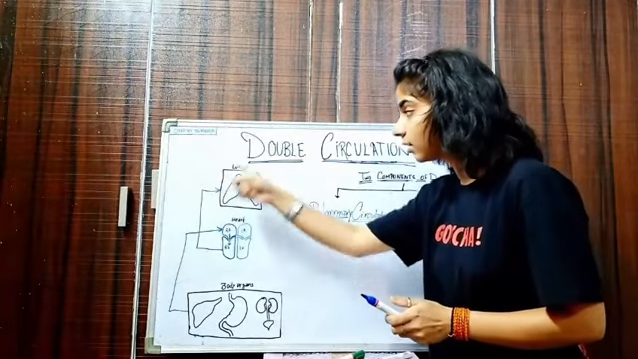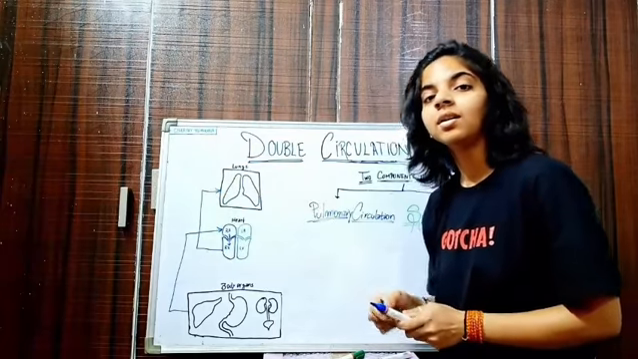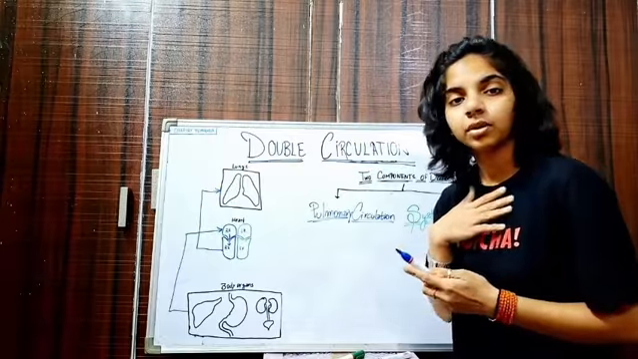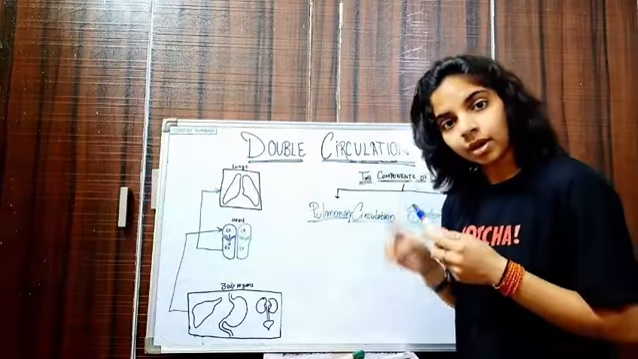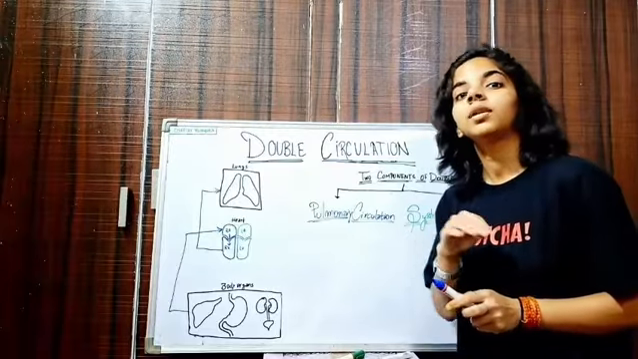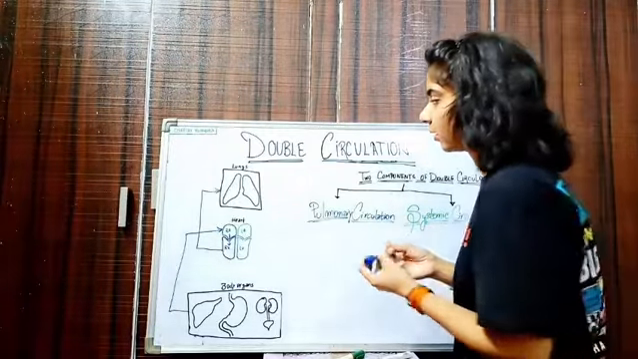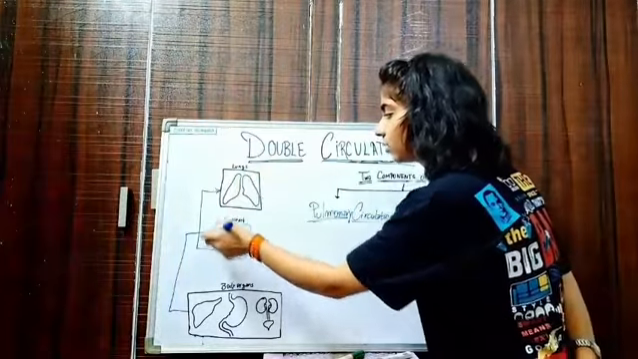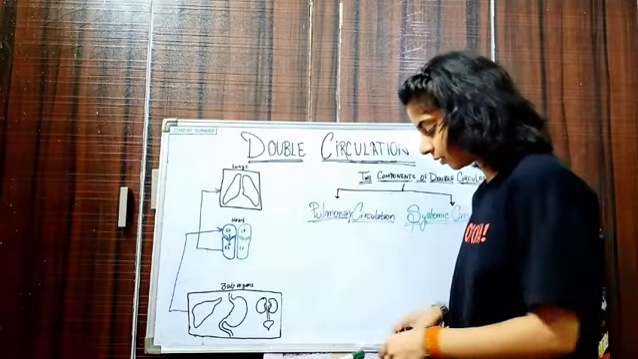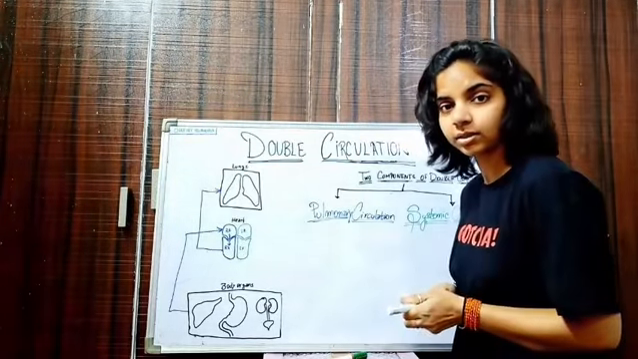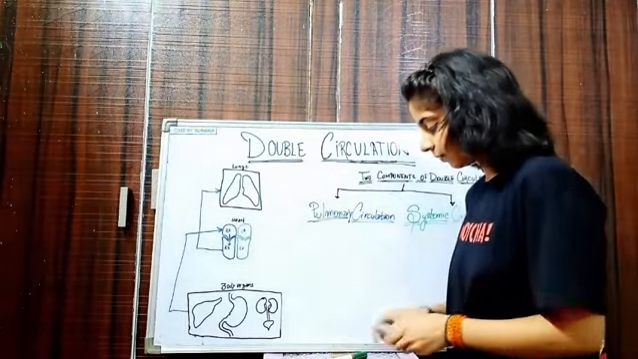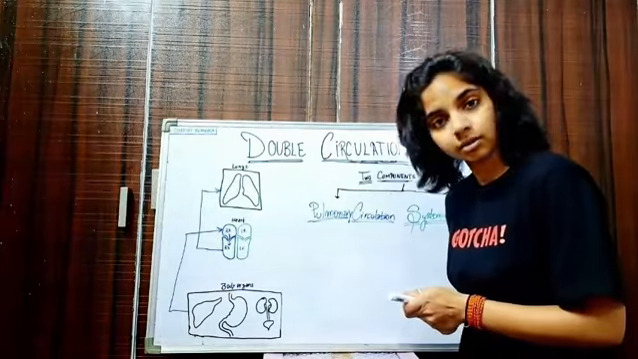So here, the lungs play a very important role in oxygenation of blood in double circulation, because our body doesn't need deoxygenated blood. Our tissues and organs need oxygenated blood in order to perform all their functions properly. So deoxygenated blood passes to the lungs. Here, the gaseous exchange takes place. CO2 is released, oxygen is absorbed. It means now this deoxygenated blood has become oxygenated.